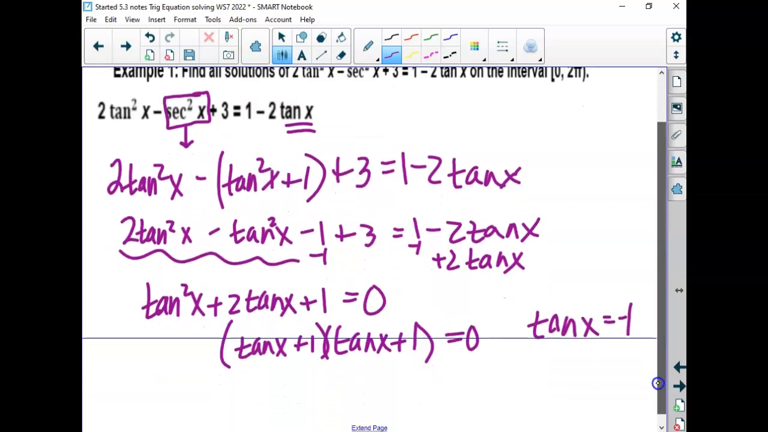How am I doing so far? Okay, so the directions nicely said just 0 to 2 pi. So can you find where the tangent is negative 1? We just labeled our unit circles to make it easier. I'm thinking 3 pi over 4 and 7 pi over 4. Is that where it's negative? Okay.